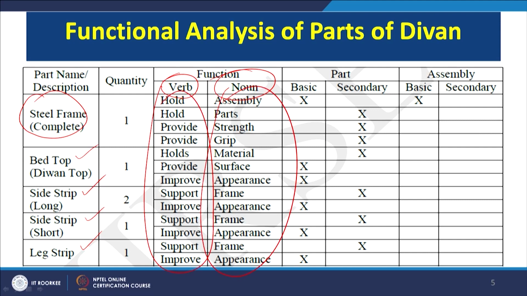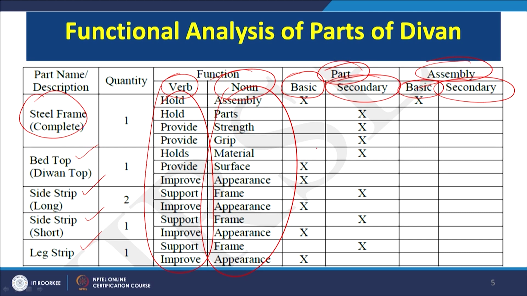For example, if we say the bed top holds the material, provides the surface for sleeping, improves the appearance. So, we have the basic and the secondary function. Similarly, for each part we can do the functional evaluation as basic and secondary, and for the assembly also we can do the functional classification as basic and secondary.